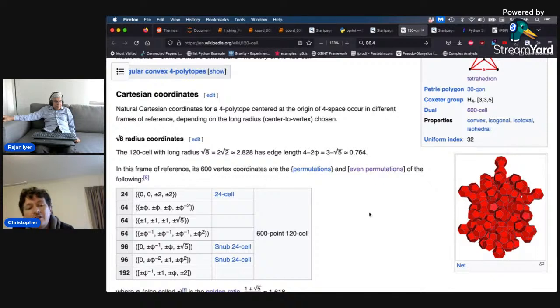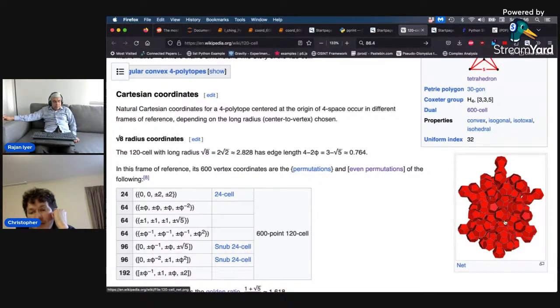Okay, so in order to do that, if the 120 cell is the dual of the 600 cell, like they say it is, and vice versa, then we should be able to take, let's say, all the vertices of this dodecahedron here, get their average, and that will give us a point at the center, which will be equivalent to a vertex in the 600 cell.